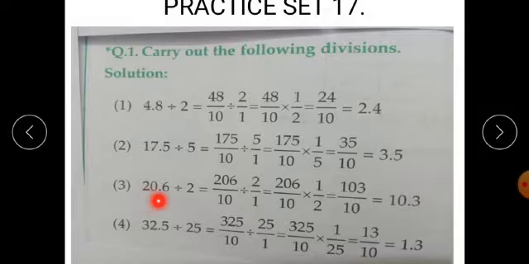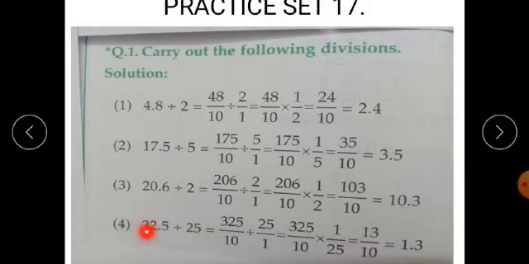Sum number three, 20.6 divided by 2. 206 upon 10 divided by 2 upon 1, 206 upon 10 multiplied by 1 upon 2. 206 is an even number, therefore it is easily divisible by 2, therefore 2 ones are 2, 2 zeros are 0, 2 threes are 6, therefore 103 upon 10, and final answer is 10.3.